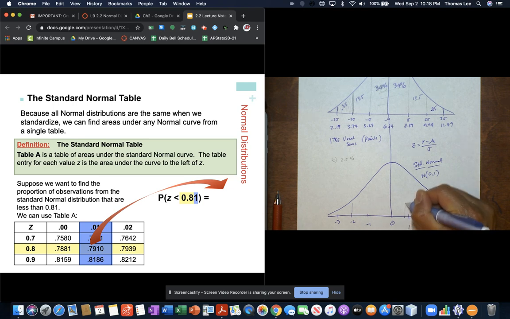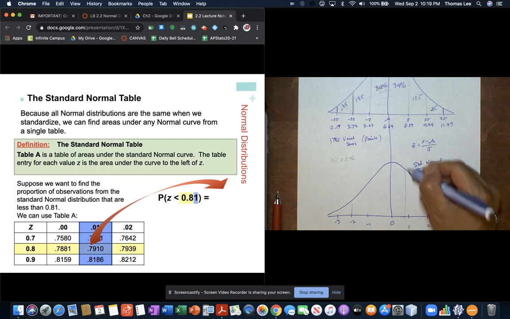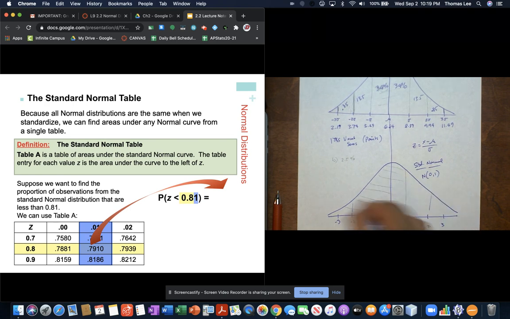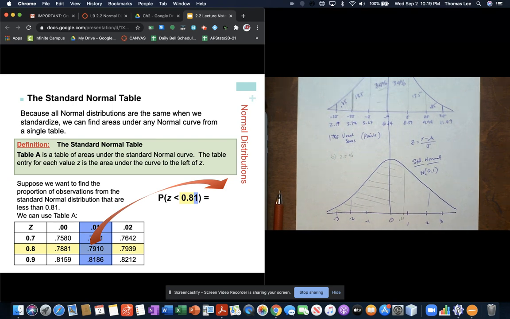So now let's draw the line up, and shade the region of interest. What is the probability that z is less than 0.81? So 0.81 is right here, and it's the left tail calculation that we're doing. It turns out that the calculator always defaults to a left tail calculation. But before we use the calculator, let's look at Table A.